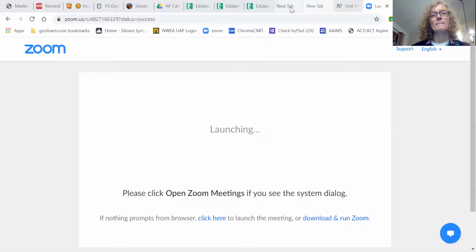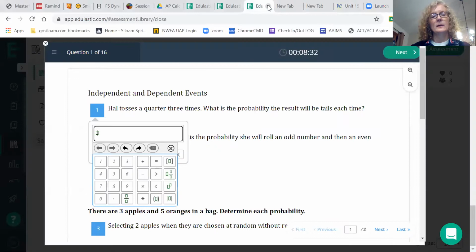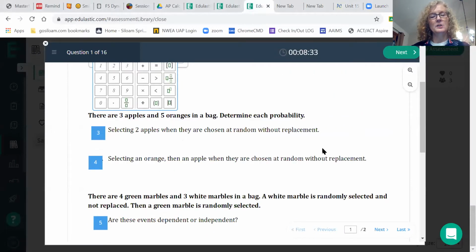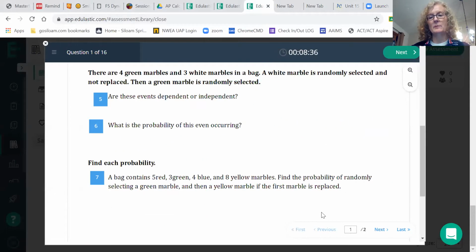Hey guys, I'm going to finish talking about independent and dependent events just a little bit, and then we'll move on to the factorials, combinations, and permutations. Let me see, where am I? Right there. Okay, I wanted to talk about the second page.